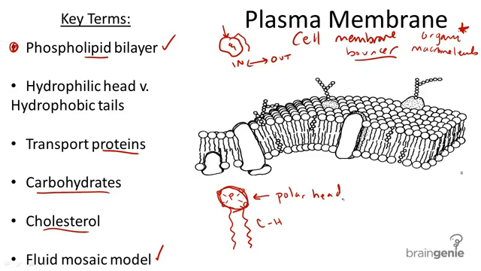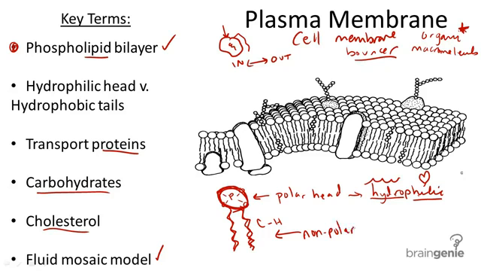The polar head is called hydrophilic. This word comes from the root hydro, meaning water, and philo, meaning love of. So this part of a phospholipid is water-loving. The tail, however, these long hydrophobic tails, are nonpolar. Think of fat or oil not liking water.